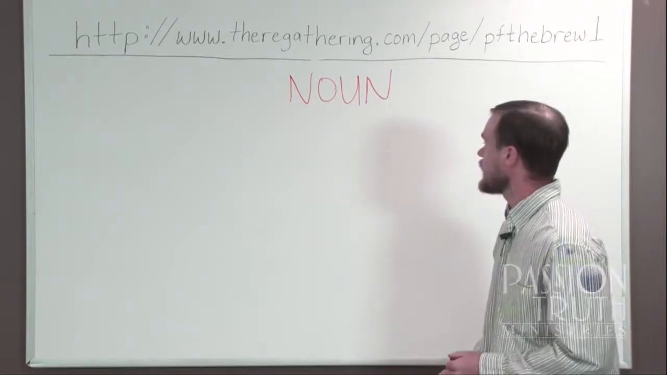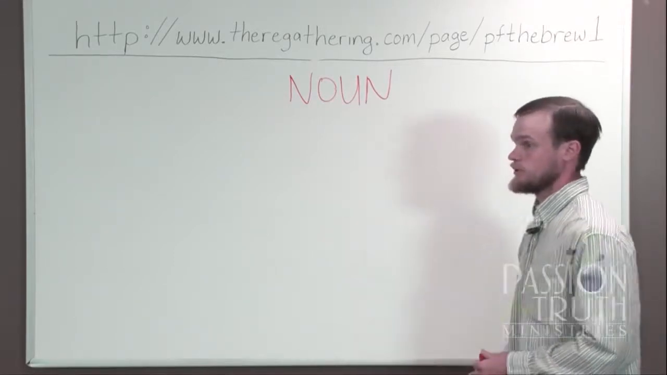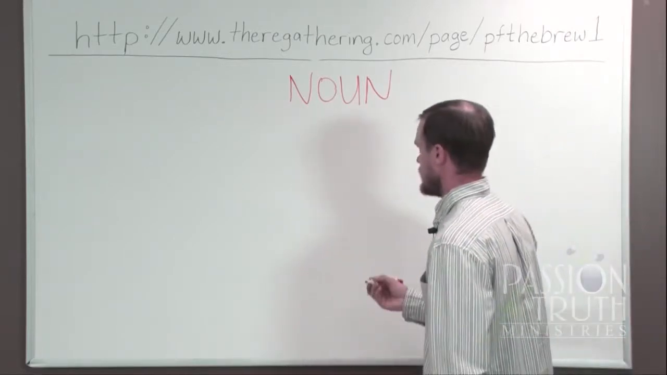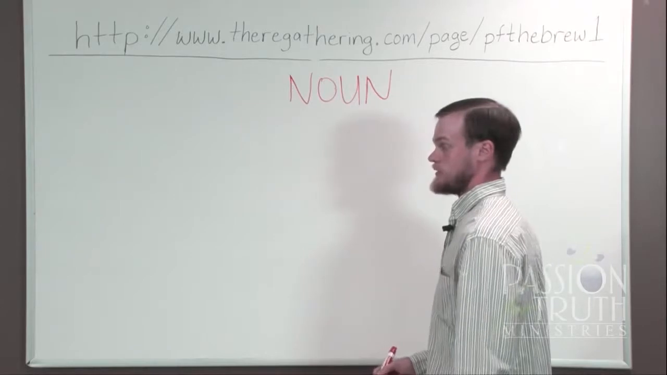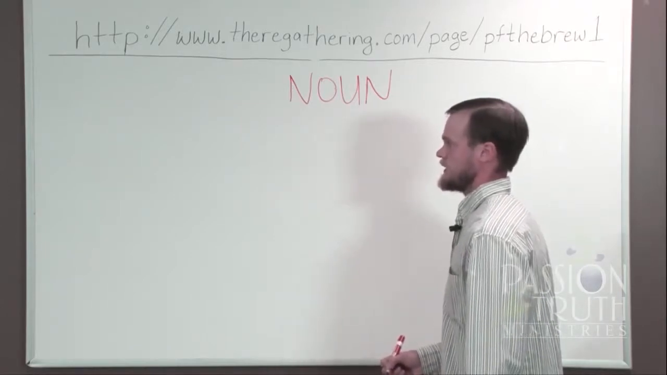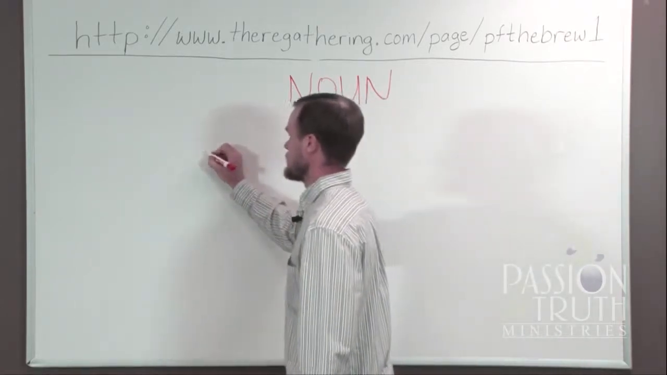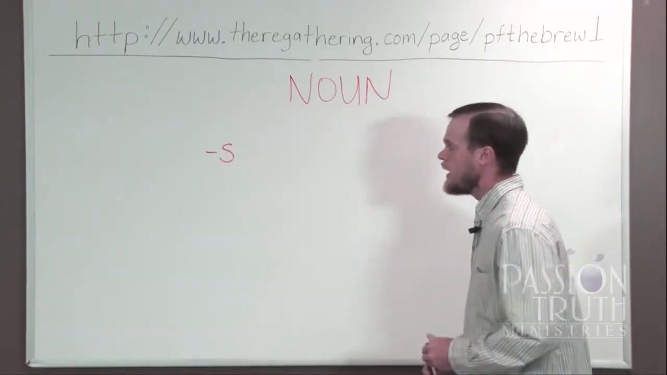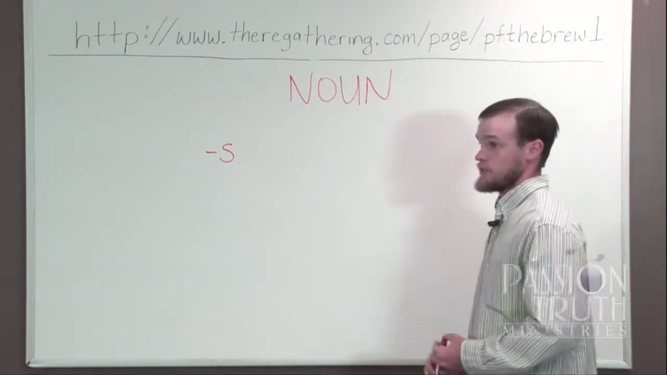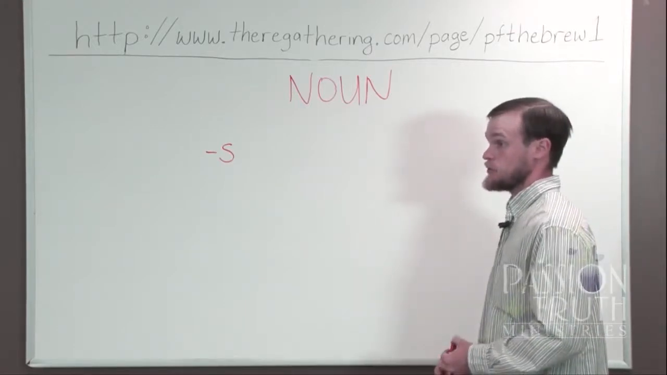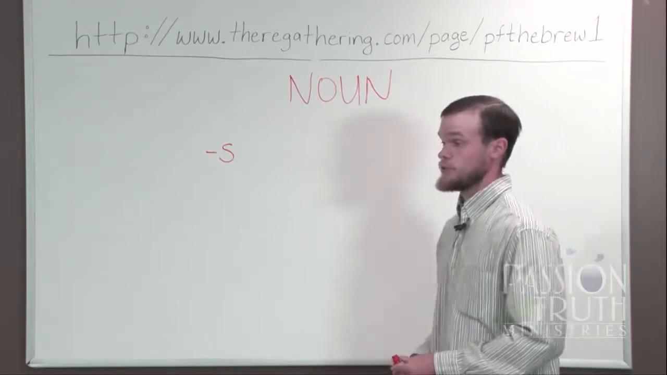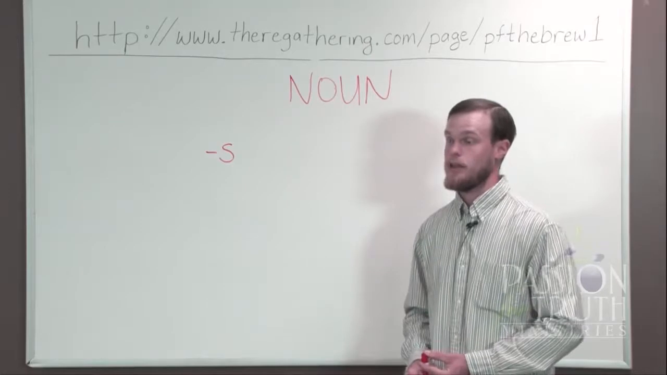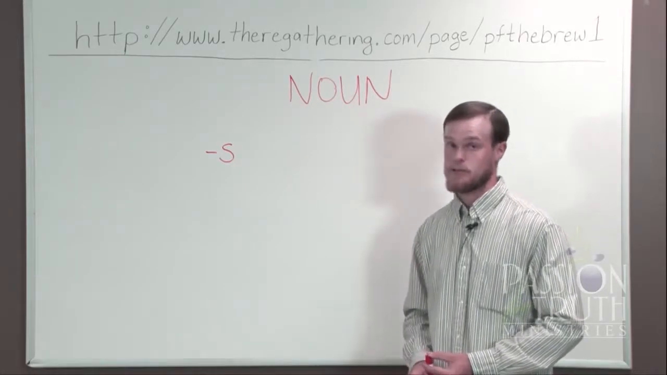So now how can we tell if a noun is singular or plural? Well, in English, although English has several ways to make things plural, the most common way is to add an S, to add the S suffix at the end of a noun. In Hebrew, we also add a suffix to the end of a noun to indicate that it is plural. But we have two different suffixes that we can use. We use one suffix for masculine nouns and another suffix for feminine nouns.